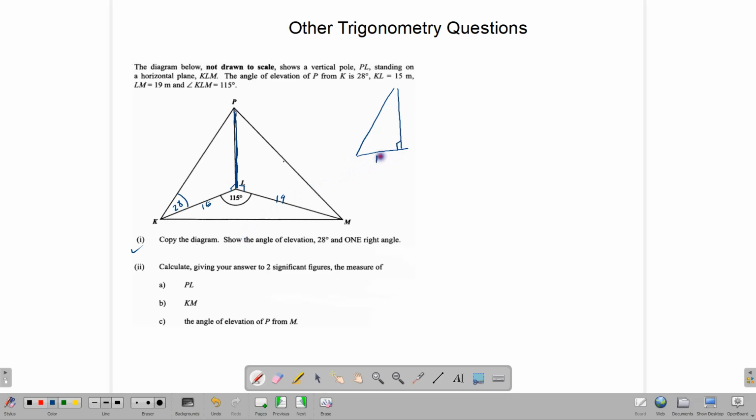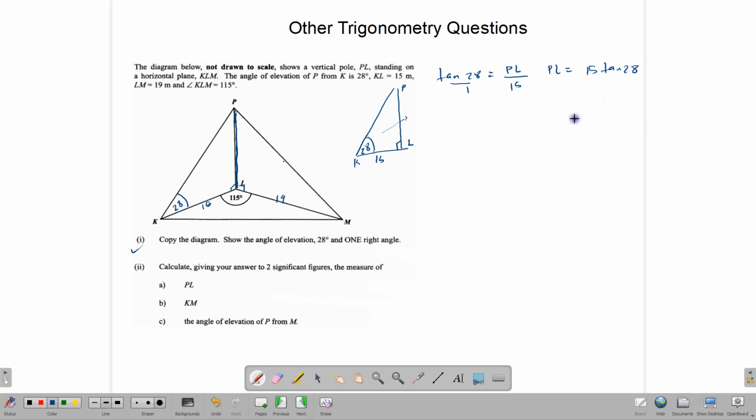So we have 15, we have 28, and this is the side PL that we want to find. We are told to calculate it correct to two significant figures. Now, you notice here that PL is the opposite side. It's opposite to the angle. And this side KL here is the adjacent side, and opposite and adjacent makes tangent. So we say the tangent of the angle 28 is equal to PL over 15. And once you cross multiply this, you will realize that PL is equal to 15 times the tangent of 28.